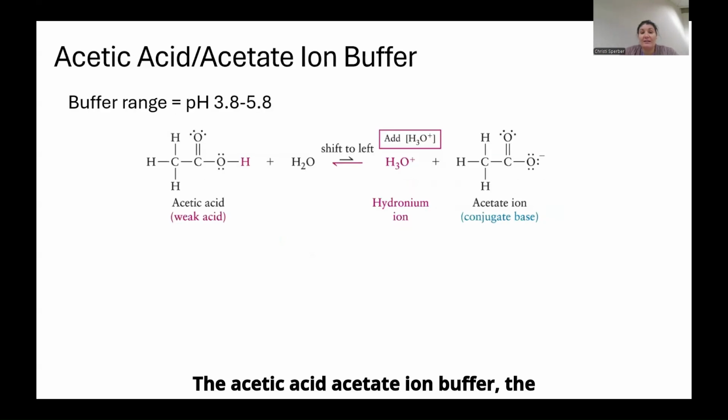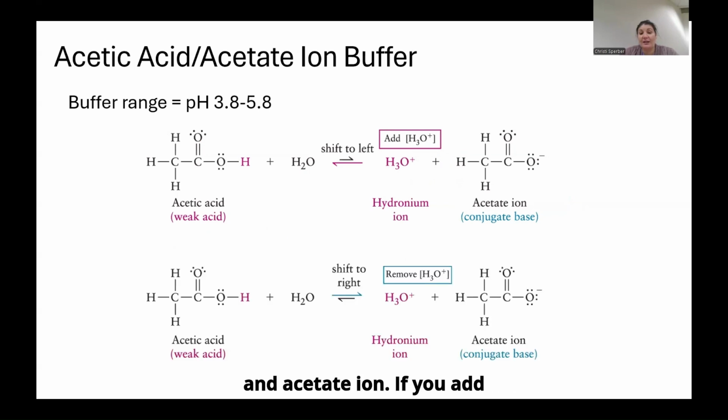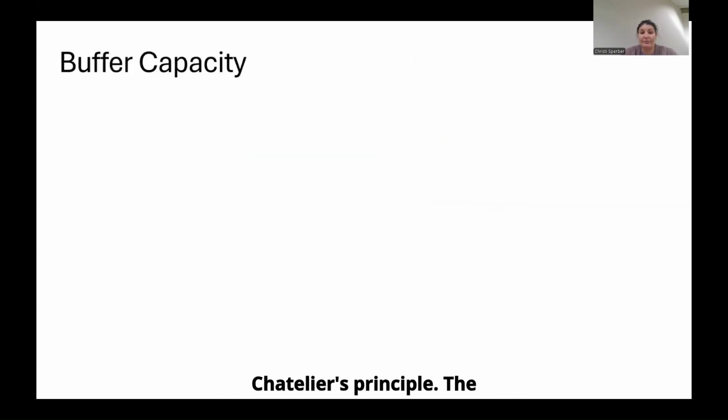The acetic acid acetate ion buffer: the buffer range of this buffer system is 3.8 to 5.8. You have acetic acid, which is a weak acid, plus water going to hydronium ion and acetate ion. If you add hydronium ions, it goes to the left. If you remove hydronium ions, so you're decreasing H3O plus, or if you add hydroxide or add a base, you shift to the right. And remember, this is all according to Le Chatelier's principle.